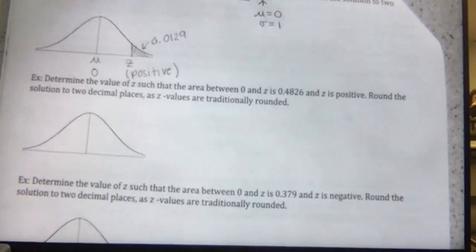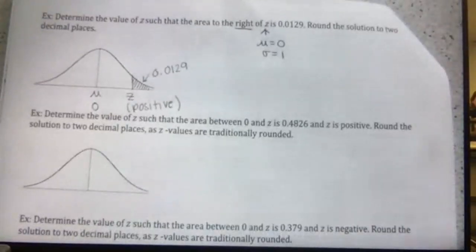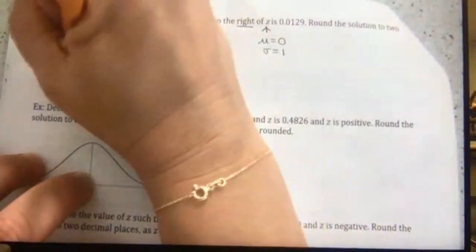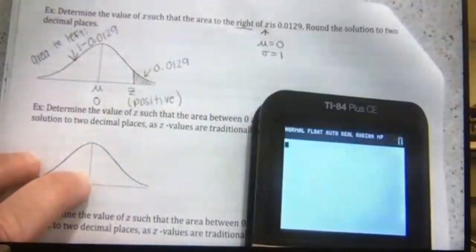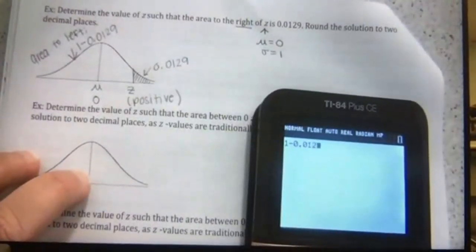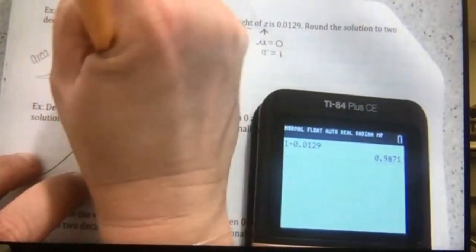For time's sake, on the table it gets super confusing because the table tells us area to the right. Well, I don't want area to the right. I want area to the left. So I guess we'll just talk about it. So that means the area to the left is going to be 1 minus 0.0129. So this area to the left is 0.9871.